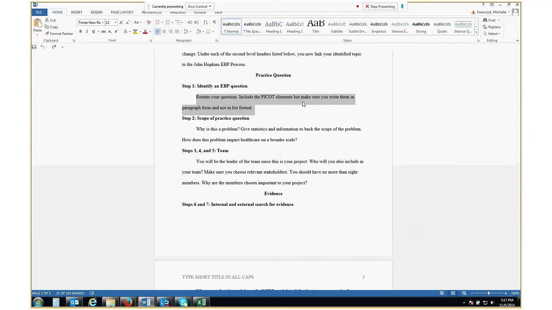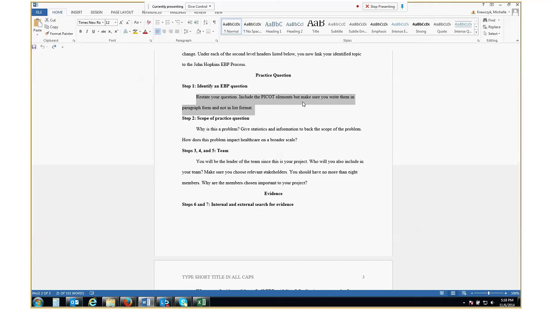Talk about death rate from urinary tract infections and sepsis that occurs. So tell me the meat of the problem. Why is that? Why do we care? So now for step 3, 4, and 5, we're going to be looking at the team. You will be the leader of the team because you are the person who's in charge of this project. But you also need to include, who else will you include?